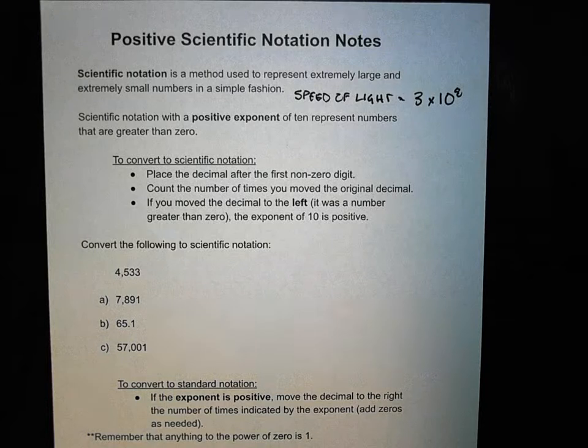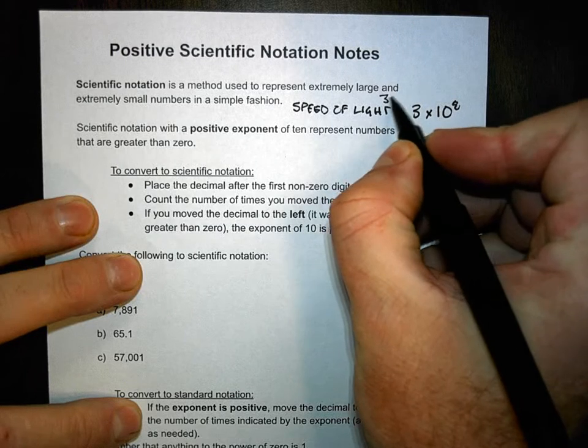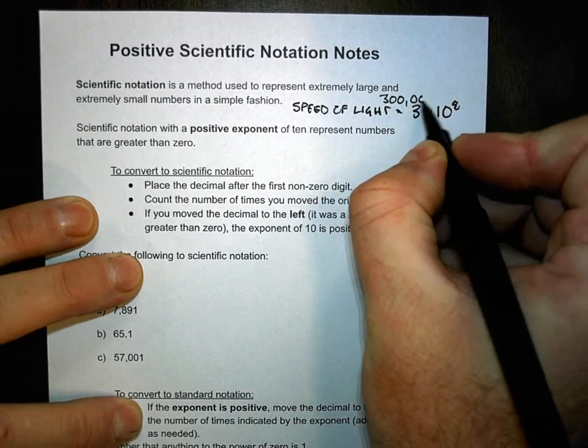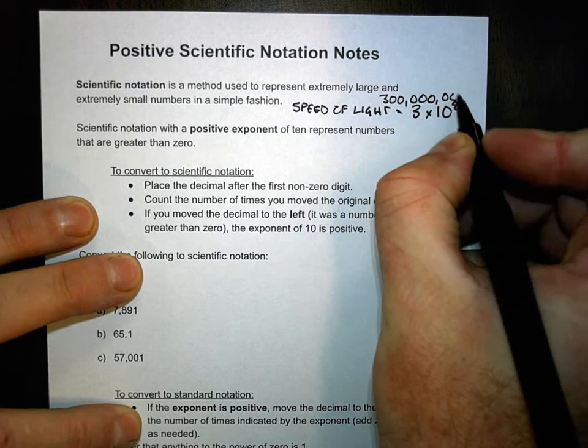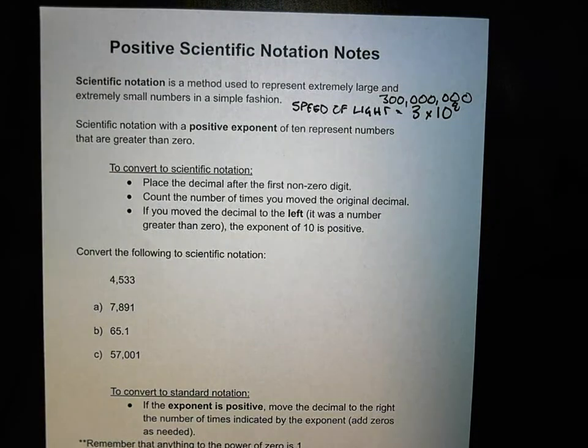So it's definitely a much easier way than writing. Because if I wrote this in standard notation, it would be 300 million, which takes a long way to write, right? 3 times 10 to the 8th is much faster, and it's easier for me to remember and kind of absorb.